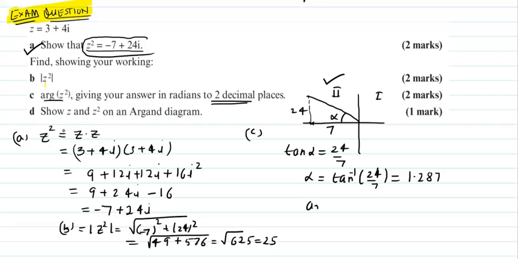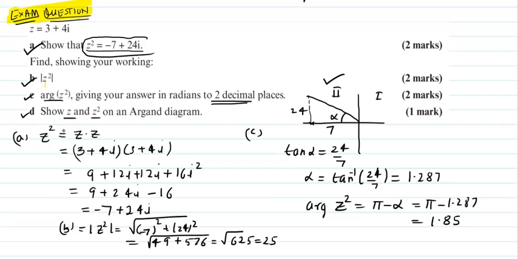Because it is in the second quadrant, the argument of z square will be given by pi minus alpha. And what is alpha? Alpha is 1.287. From the calculator, if you subtract it, pi minus 1.287, it should be 1.85. Okay.